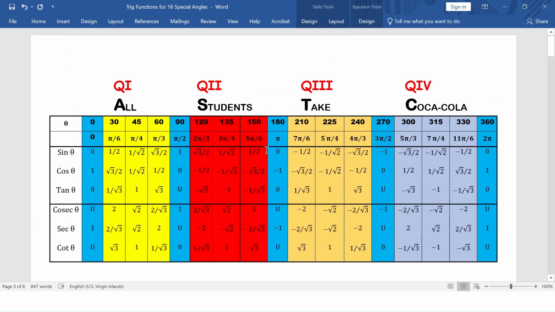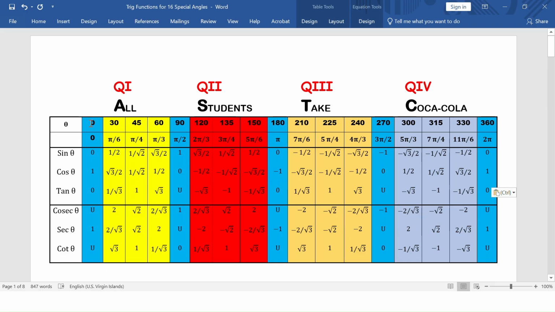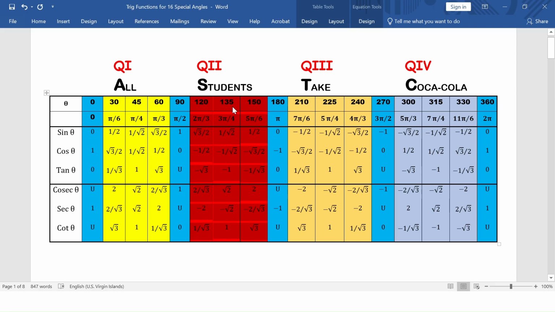Then the next, we'll finish very soon. So which means we've covered all these ones up to here, and including 180, 270, and 360. Now we want, for the students here, quadrant 2. How do we find these ones? 120, 135, and 150. Okay, they are linked to this.